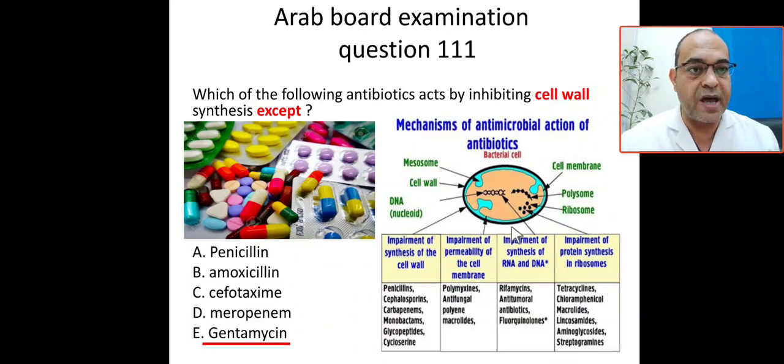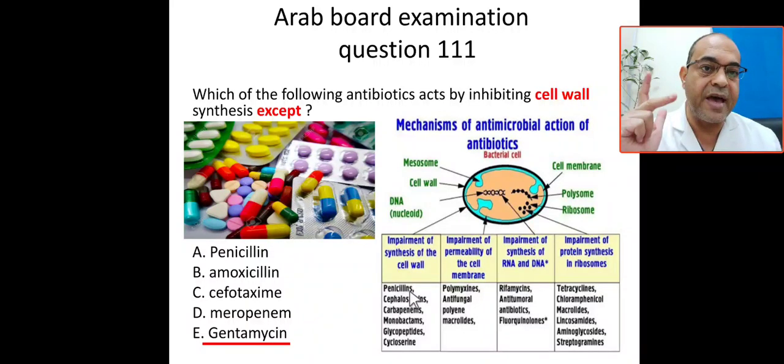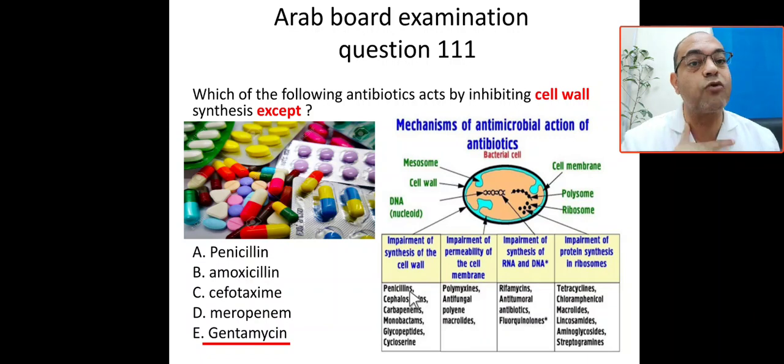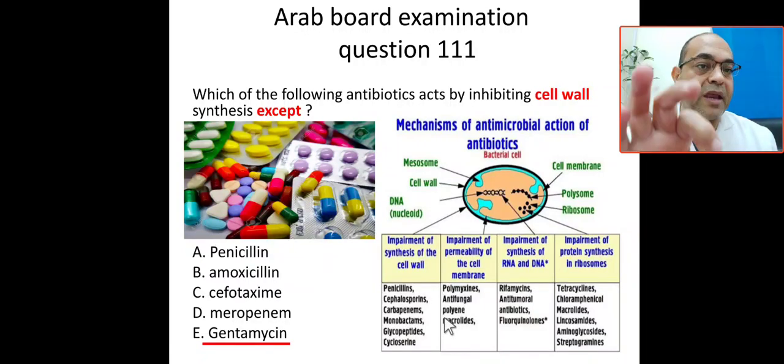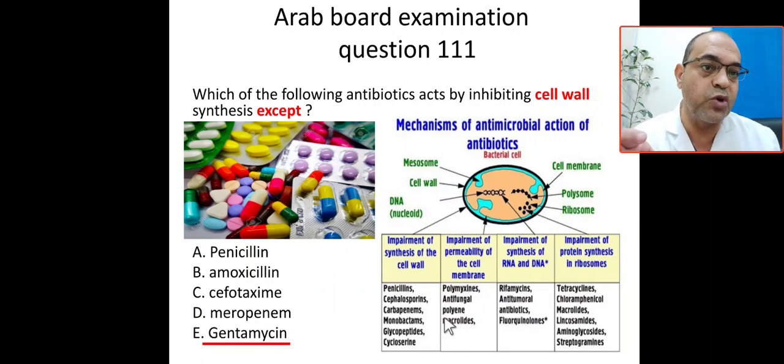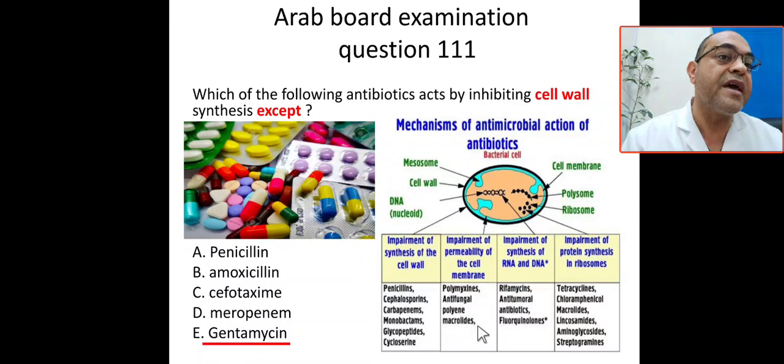So the antibiotics that act on the cell wall: penicillin and cephalosporin and carbapenem, this is meropenem, and monobactam, and glycopeptide. This is vancomycin, and cycloserine. Antibiotics that act on the cell membrane will impair the permeability of the cell membrane. In the cell membrane, this is polymyxin and antifungals and macrolides. These are the families.